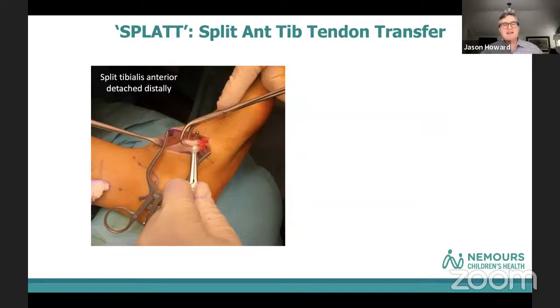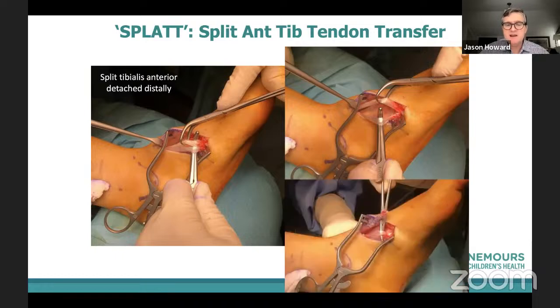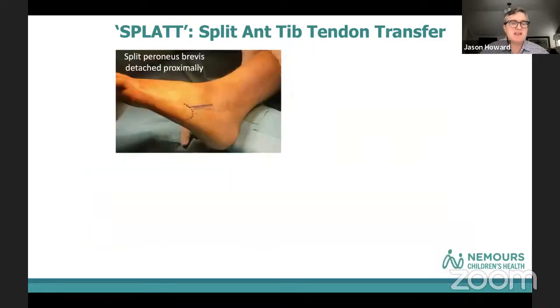And then I do a split tib ant tendon transfer. I use a pointed towel clip to do this. That's my little trick. To split the tendon, you can push it through the tendon so you don't have to worry about amputating it. And we split that all the way up to the extensor retinaculum. Then you need to make a tunnel across the foot. And then you release the lateral half of that tendon. That's the tibialis anterior. And then you transfer it to the other side of the foot.